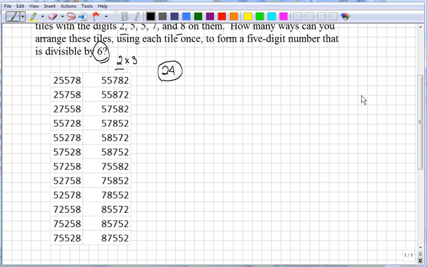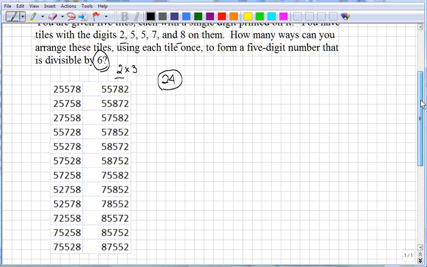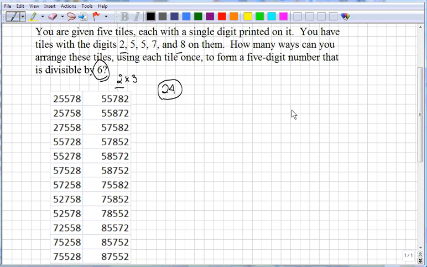But let me try to show you a different way to do it that'll make your life easier. And I really want to post some lessons on combinations and permutations and counting sets of things without actually having to count them all.